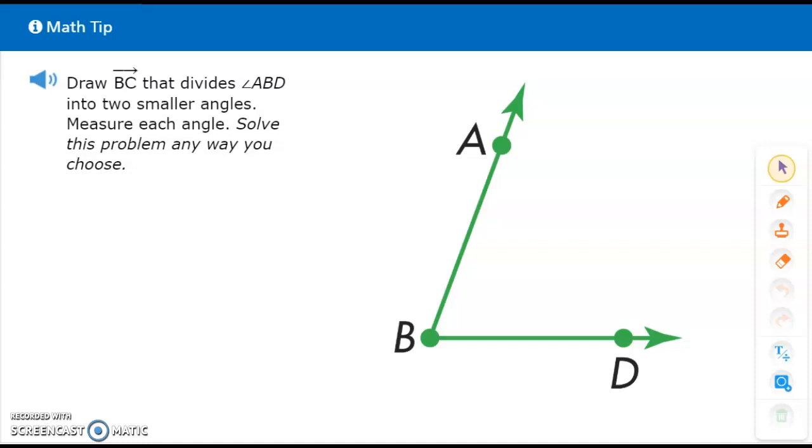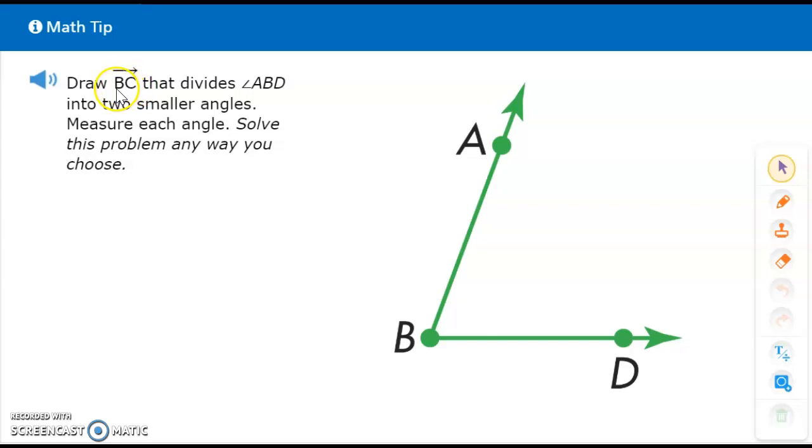And our problem for today's Solve and Share says, draw ray BC that divides angle ABD into two smaller angles. Measure each angle. Solve this problem any way you choose. So the first thing we notice is our angle, ABD. And in our problem, we read that it's got the angle symbol in front of the letter. So we read that angle ABD.